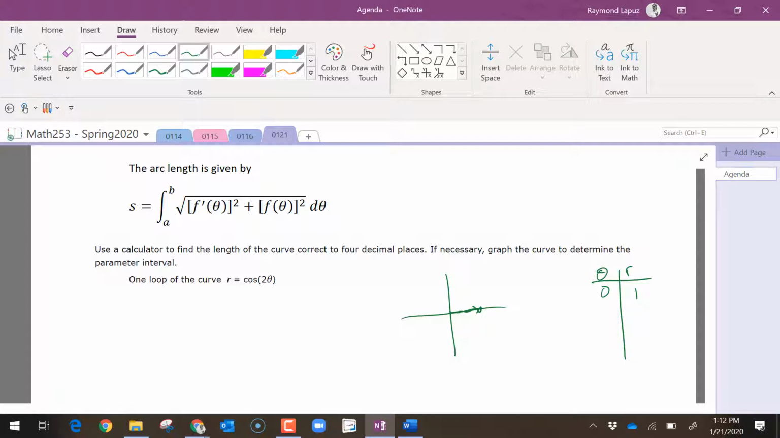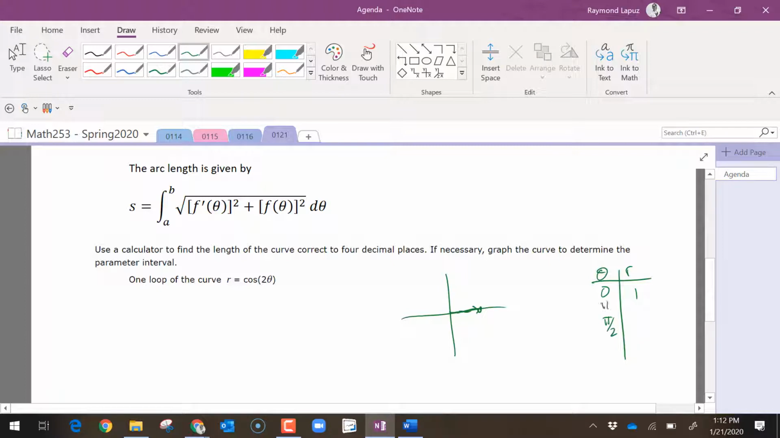Now the cosine is going to start with 1 and go back down and go back up. Down at pi and back up at 2 pi. But this is 2 theta, which means, is it going to be compressed or expanded? It's going to be compressed. So you're going to finish your period at pi.